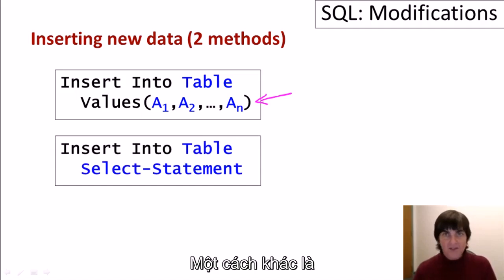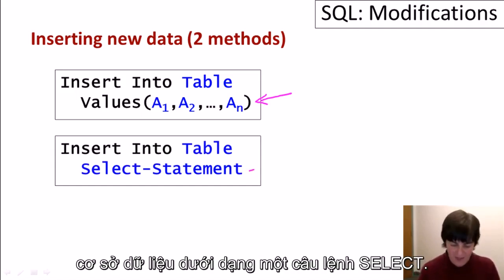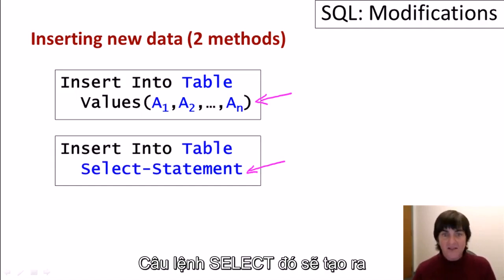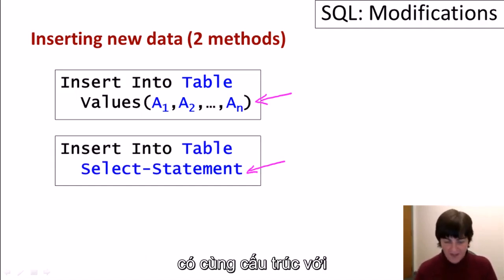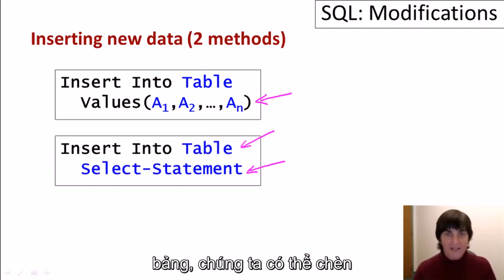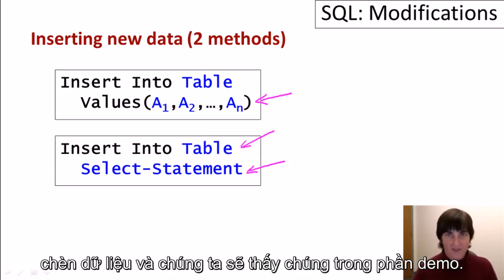The other possibility is to run a query over the database as a select statement. That select statement will produce a set of tuples, and as long as that set of tuples has the same schema as the table, we can insert all of the tuples into the table. So those are the two methods of inserting data, and we'll see those shortly in our demo.